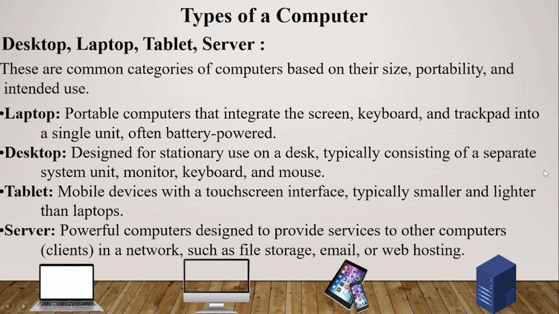Next is types of computers. Computers come in different types depending on their size, power and use case. A desktop is a computer you use on a table, usually in offices or homes. This is a desktop. Next is a laptop. A laptop is portable. It combines the screen, keyboard and battery into a compact unit.